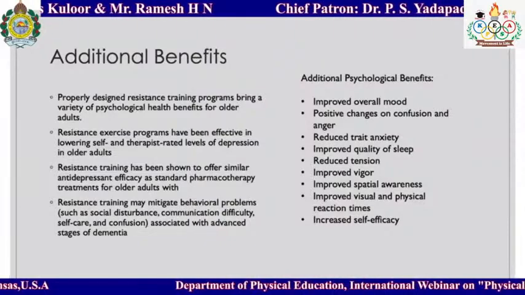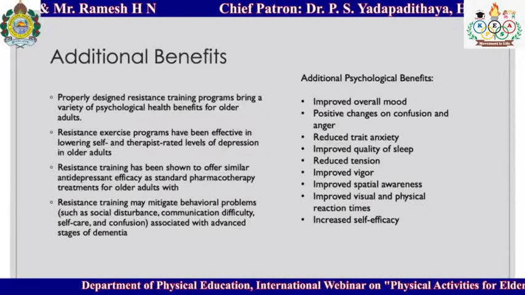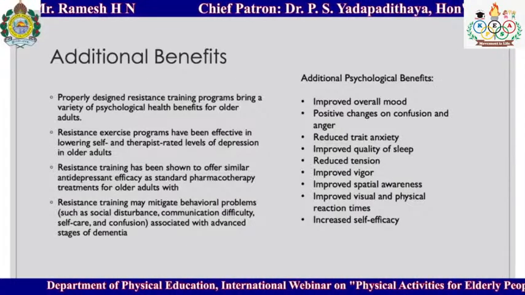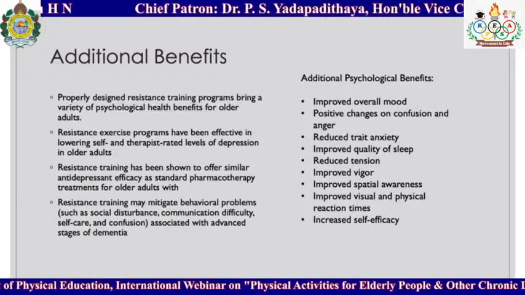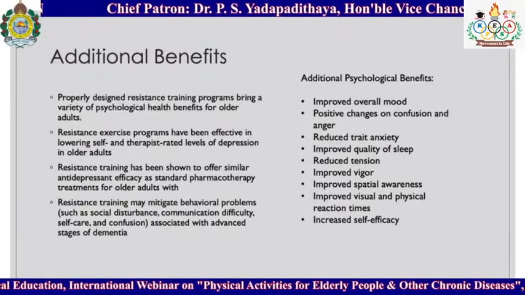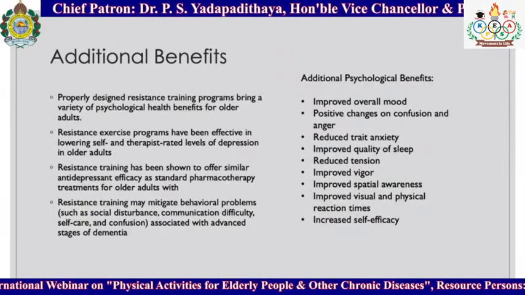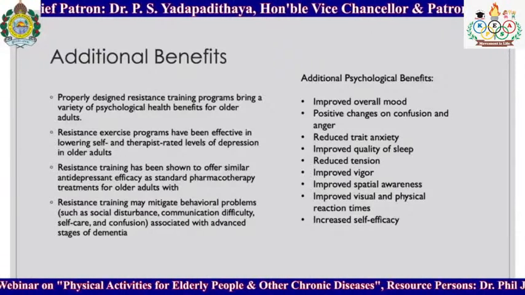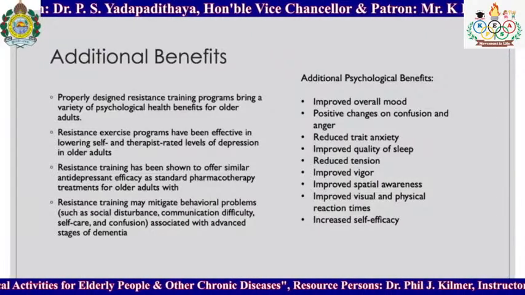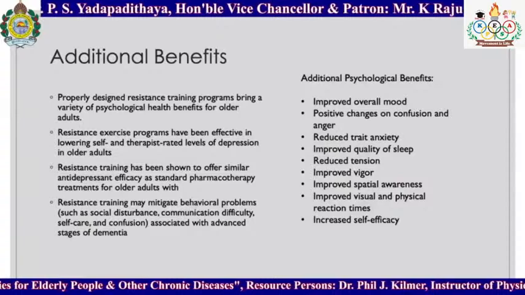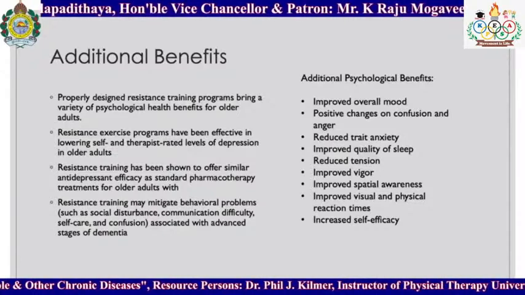So some additional benefits that we're seeing as well are the psychological health benefits for our older adults. We know that resistance exercise programs have been effective in lowering both self-reported and therapist-rated levels of depression in our older adults. It's even been shown that resistance training offers a similar antidepressant efficacy as standard pharmacotherapy, meaning similar outcomes from putting a patient on an antidepressant versus just having them do resistance exercise. That is pretty powerful, especially when you combine it with all the other benefits that we've already talked about.